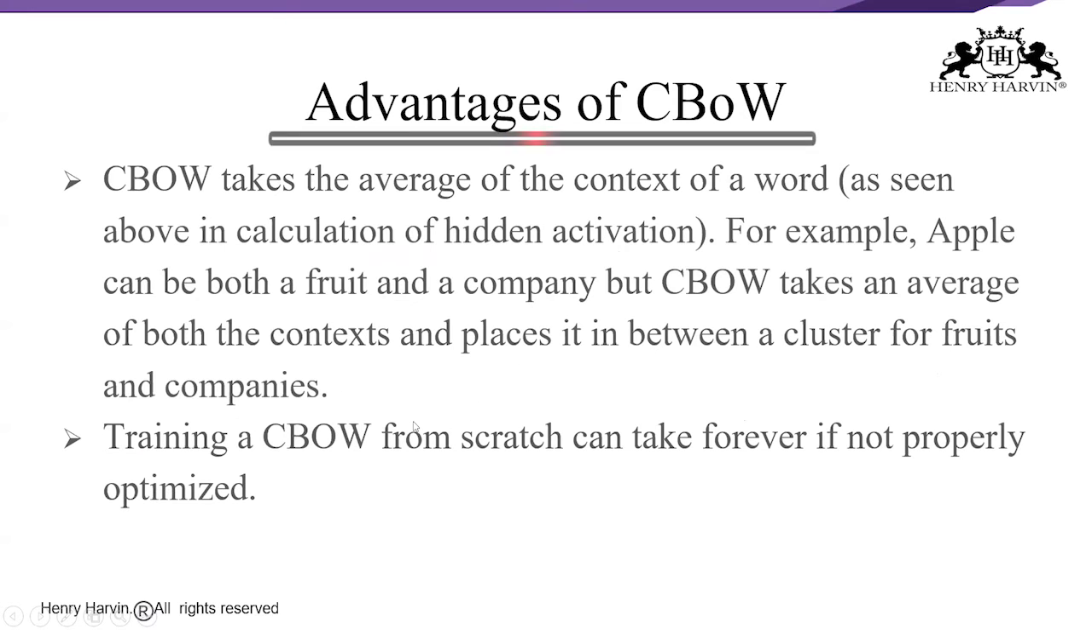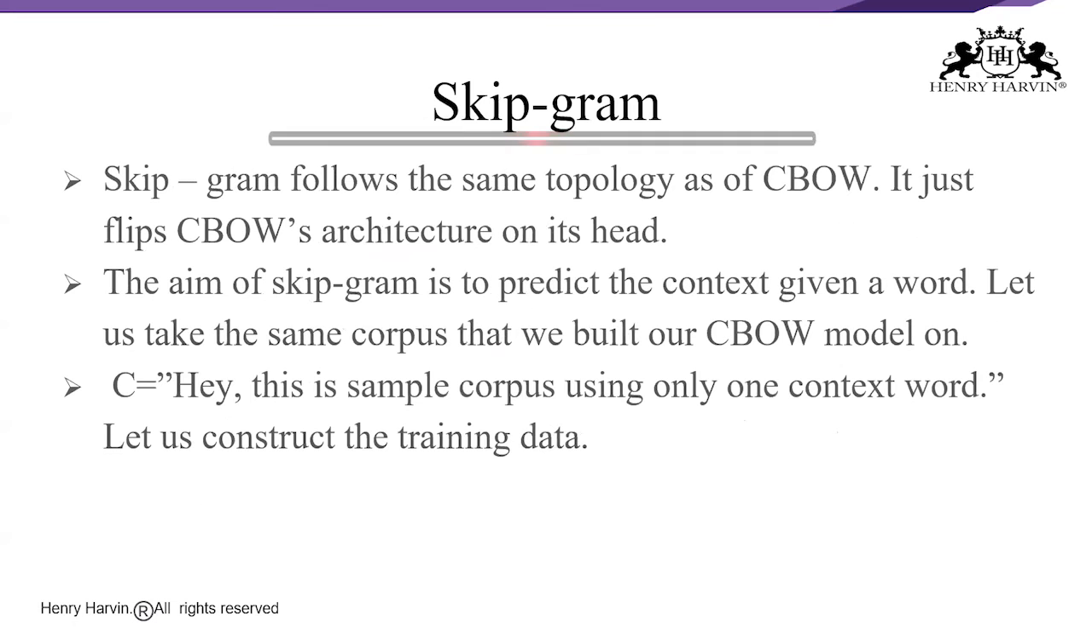So training a CBOW from scratch can take forever if not properly optimized, right? The next one is about the skip-gram model. It follows almost the same approach as CBOW, but there is just a flip in the architecture. Here it predicts the context given a word. So a word is given, and it tries to predict the context.